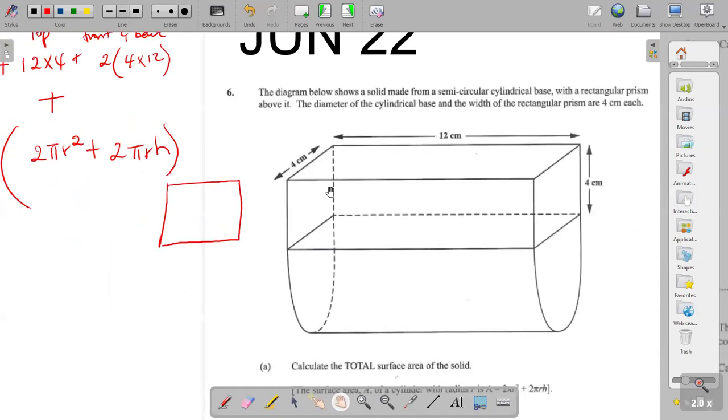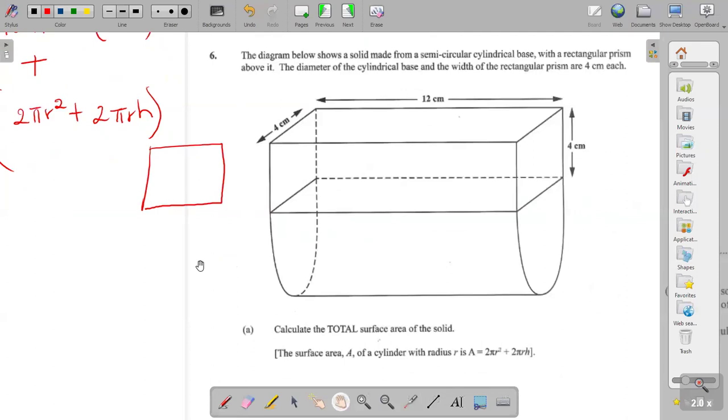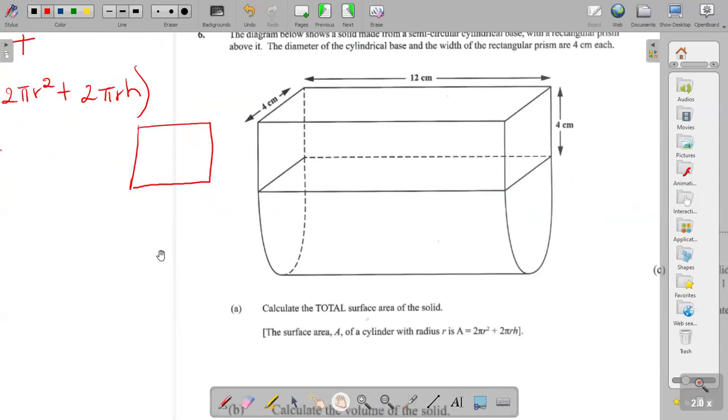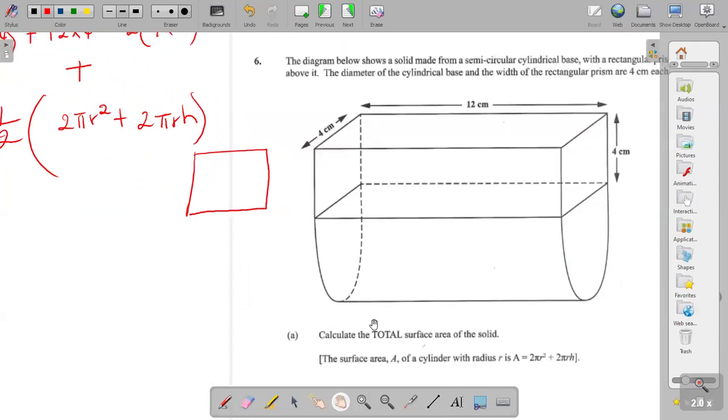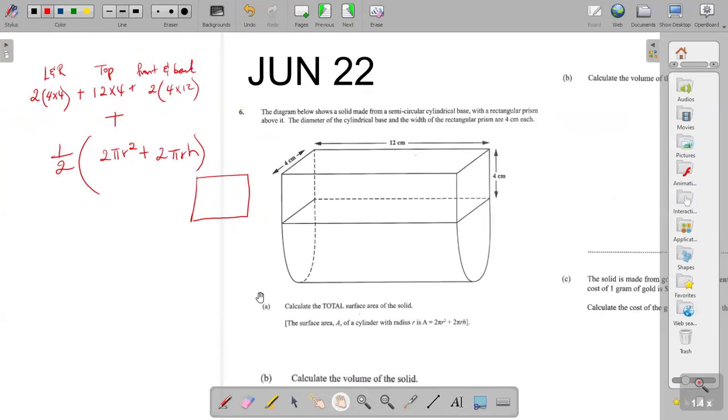What would be h now? What would be h? Let me see if we remember the concept of h, because I explained that earlier today in class as well. What would be the value of h? So we know r is 2. That's true. r is 2. What would be the value of h?